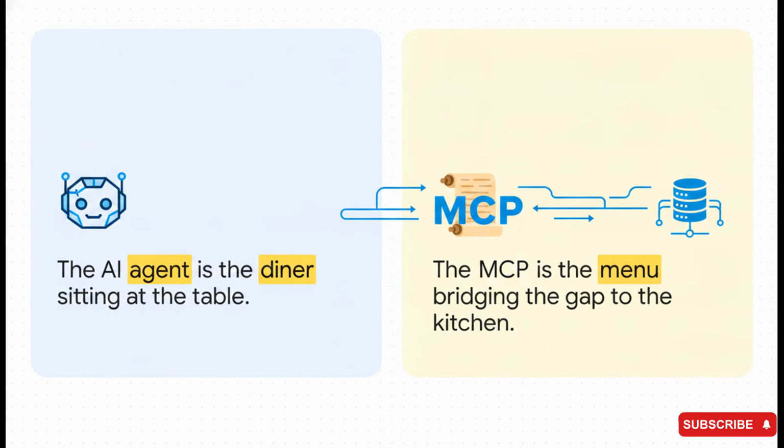To really illustrate how this works in practice, think of it like going to a restaurant. Your AI agent is the diner sitting at the table. The external tool, like, say, your company database or your calendar, that's the kitchen. Now, the kitchen has all the recipes and the ingredients, but the diner can't just barge in there and start cooking, right? So what bridges the gap? Well, MCP is the menu. It tells the agent exactly what actions are available to order, complete with descriptions of every single dish.